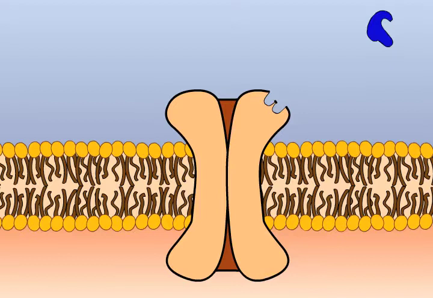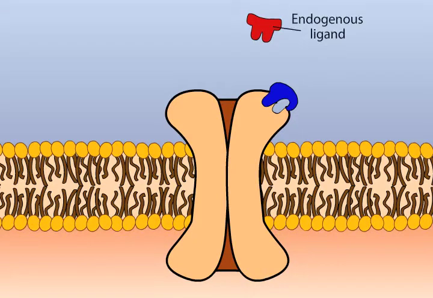Other drugs bind to the receptor at the same site as the endogenous ligand, but fail to activate it. However, because they occupy the receptor site, they prevent the action of the endogenous ligand. These drugs are called antagonists.